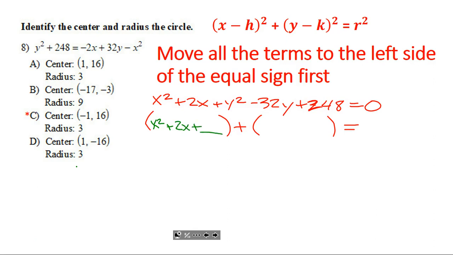We don't know what goes there yet. And then over here we got y squared minus 32y plus blank. And then we're going to move this 248 to the other side, so it's going to be a minus 248. Now, if you recall, what we're going to do now is we're going to divide our middle term by 2.